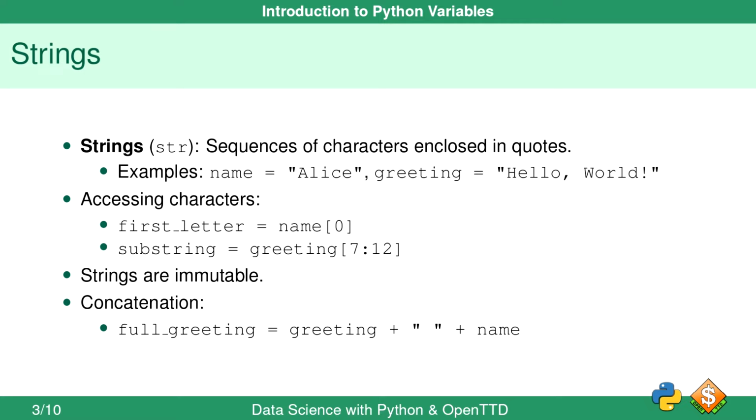Remember that strings are immutable, meaning they cannot be changed after creation. However, we can concatenate strings using the plus sign. For example, full greeting equals greeting plus a space plus name.